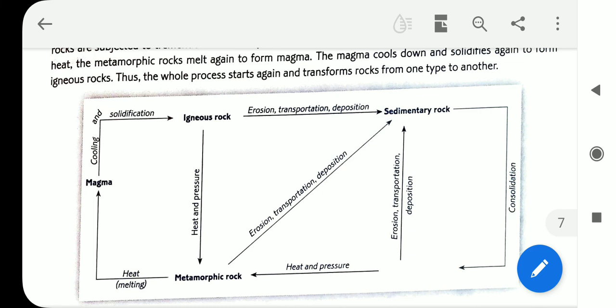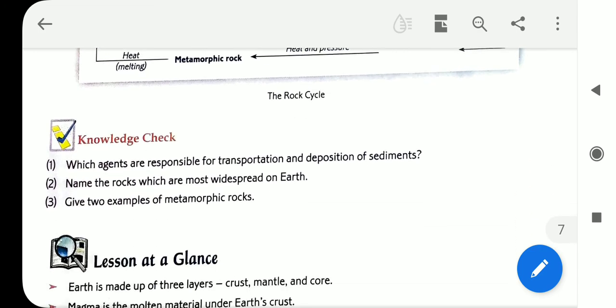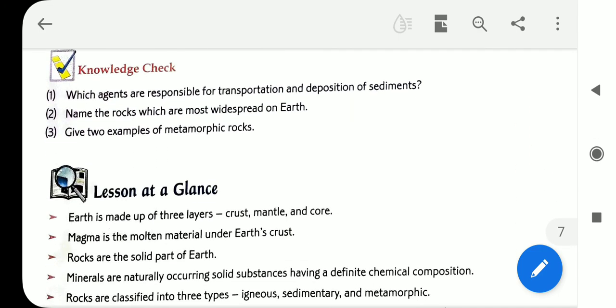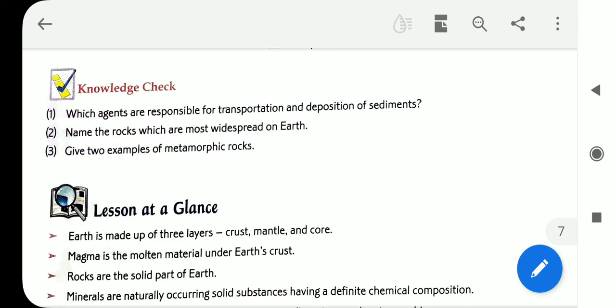Can you see the picture? After that, these are the questions. Then we have to do the answers. I will give the question answers separately, and the exercise questions also I will send you.